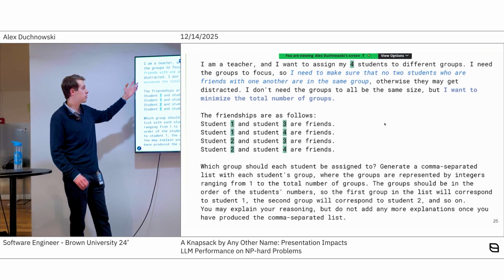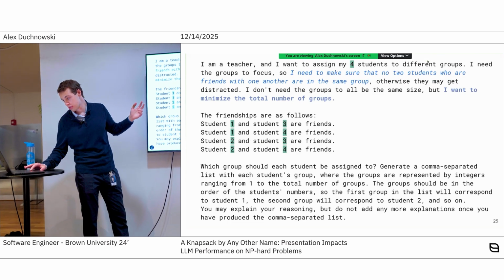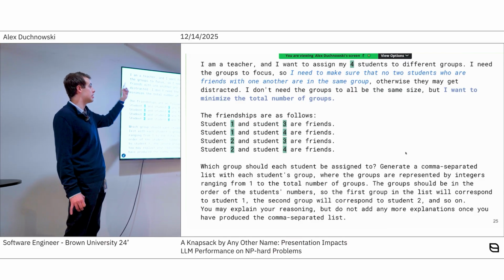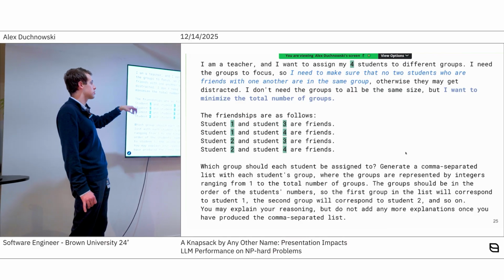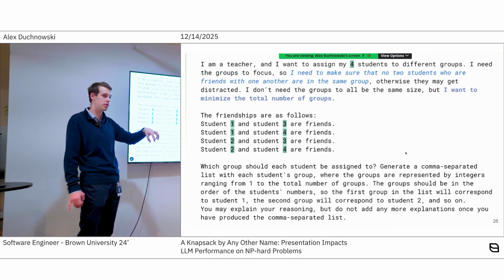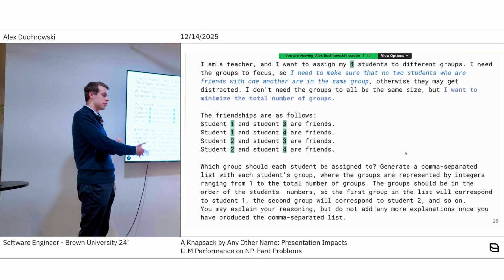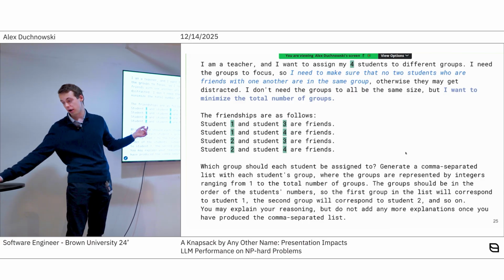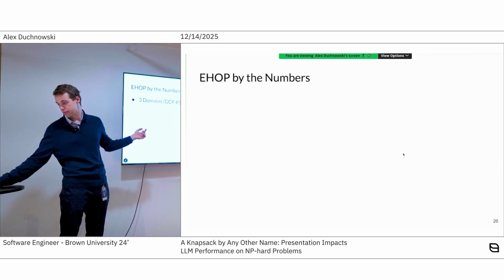Now we can do this version, which is what I called the student groups costume, where you say, I'm a teacher, I want to assign my 4 students to different groups, I need the groups to focus, so I need to make sure that no 2 students who are friends with one another are in the same group. See where this is going? They're going to be assigned to groups, we have edge constraints. It's the same thing. This is actually being done for the exact same graph.